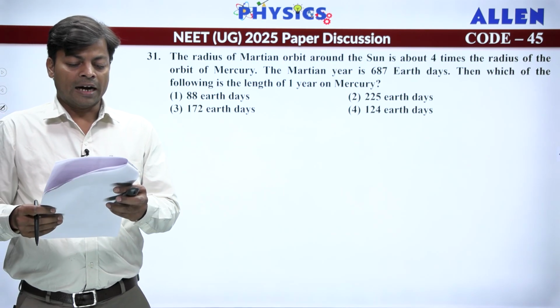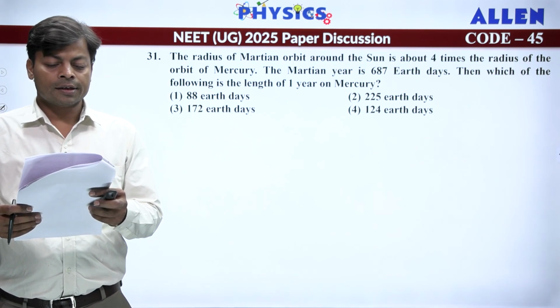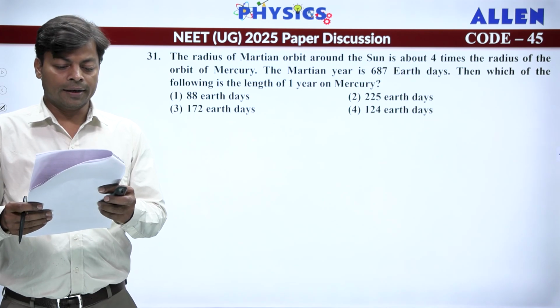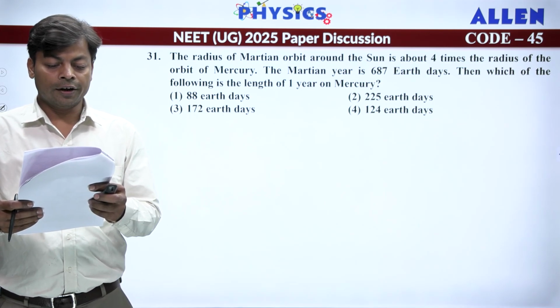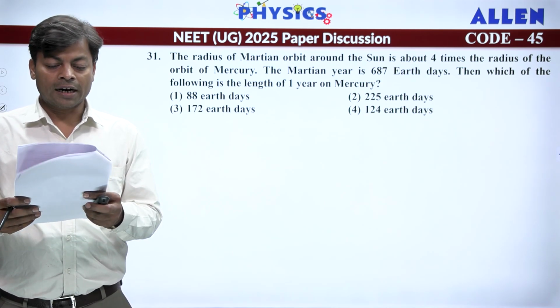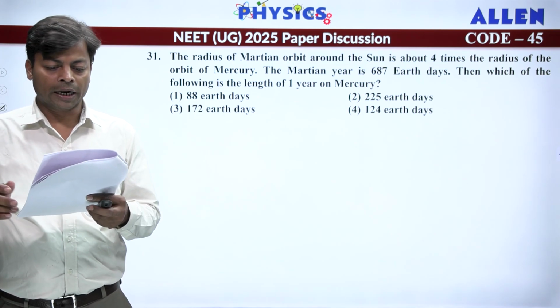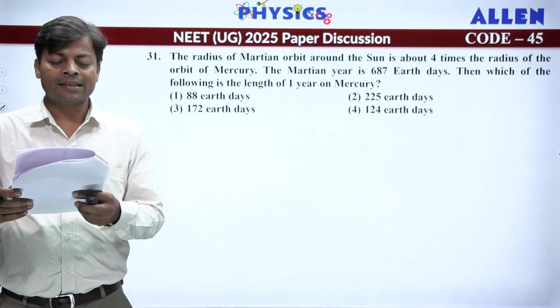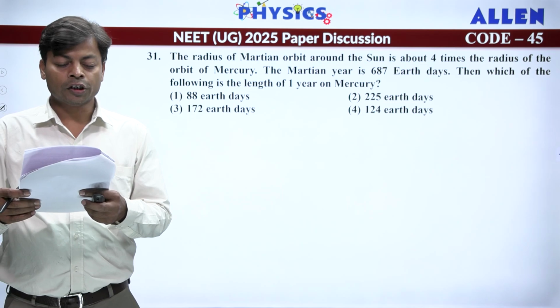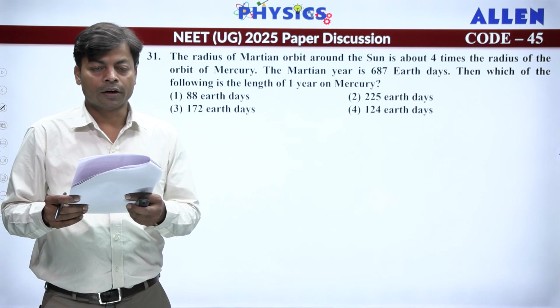The radius of Martian orbit around the Sun is about 4 times the radius of the orbit of Mercury. So Mars orbit is 4 times that of Mercury. The Martian year is 687 Earth days. Then which of the following is the length of 1 year on Mercury?